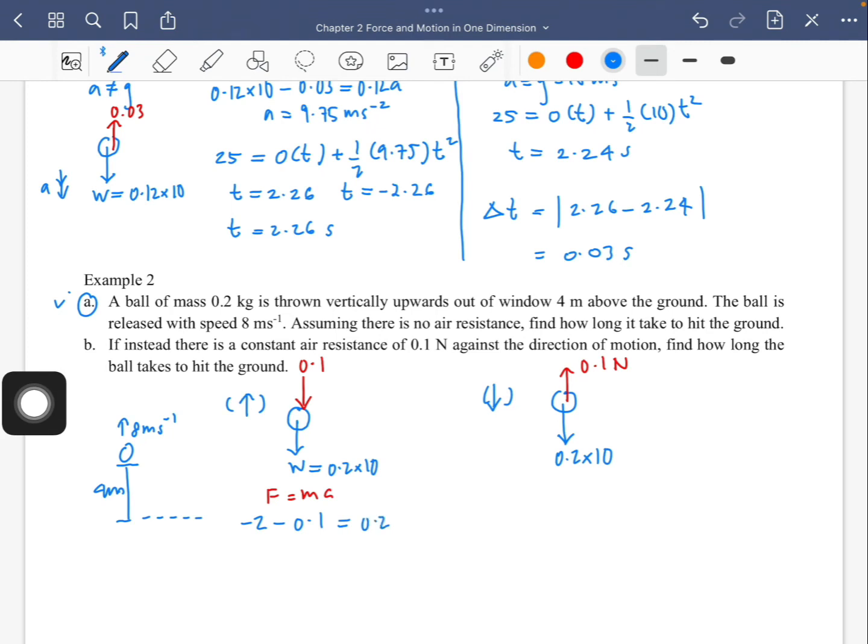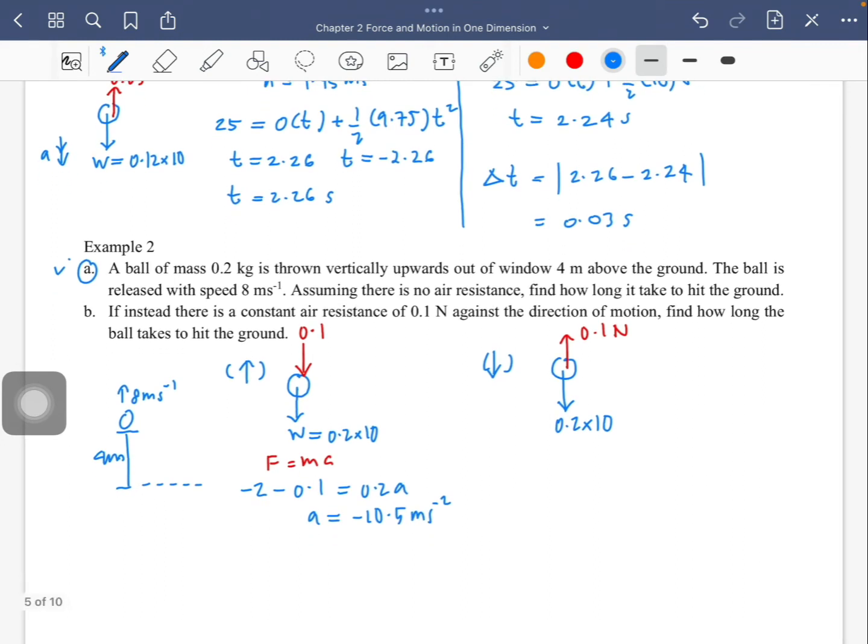The mass here is 0.2 multiplied by a, the acceleration. So solving for the value of a, we get a equal to negative 10.5 meters per second squared. After that, we know that the object starts from 4 meter level going up to the maximum, and at the maximum point the velocity is 0.